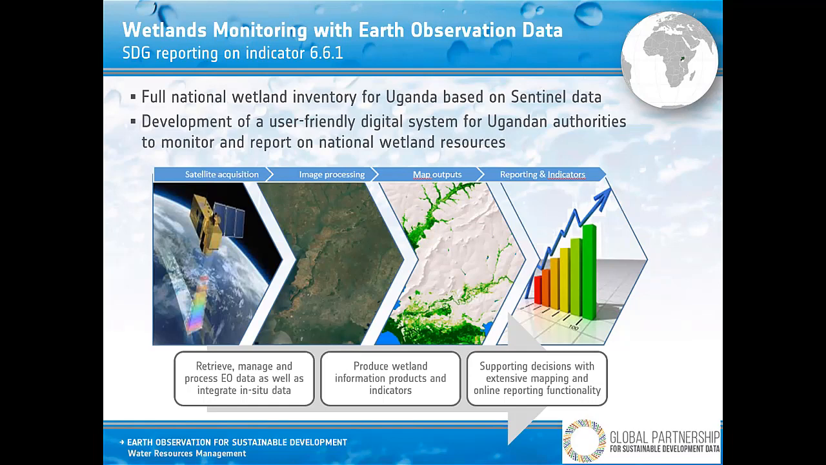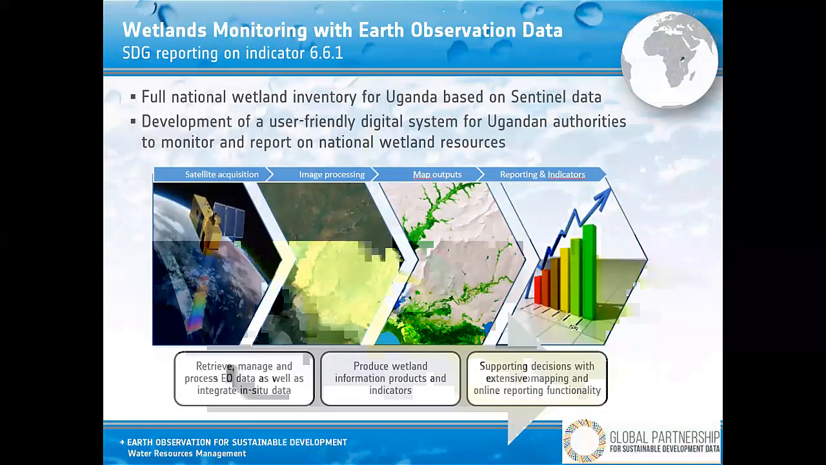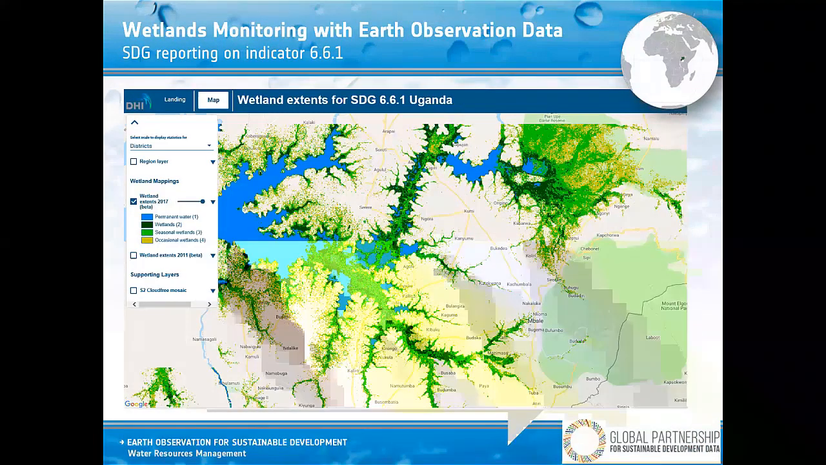And in addition to the mapping, a digital system was also developed and trained with the Ugandan authority, allowing them for an independent mapping and reporting on the SDGs. And here, an example of the online reporting portal, which was then used to disseminate the results.